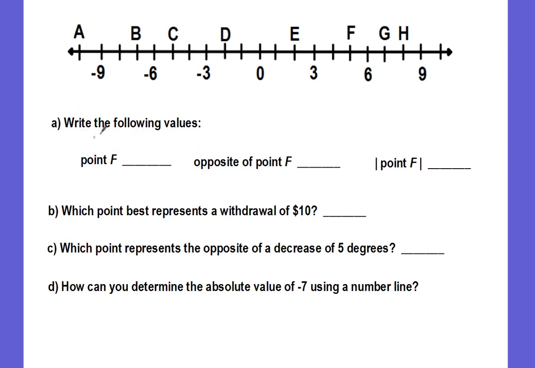Okay, A says, write the following values for the point of F. Here is F. Well, let's see. We have 0, 1, 2, 3. So we're counting by 1. So if this is a 3, 4, that means the point F has a value of 5. It's a positive 5 because it's to the right of 0.